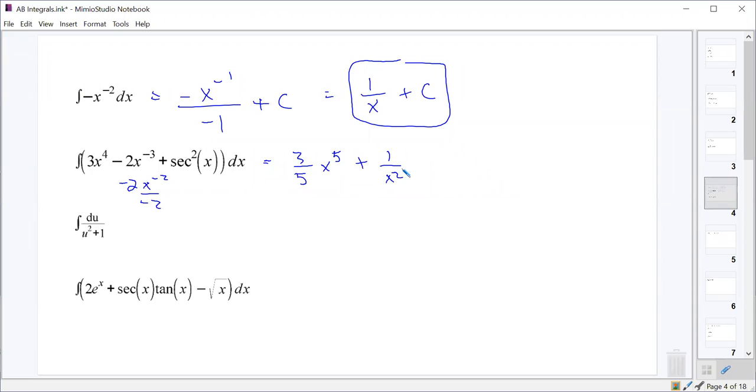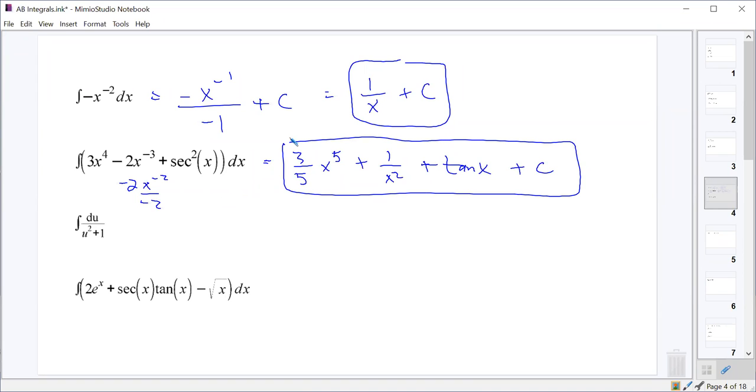And then what about secant squared x? Just goes tangent x. Should just become tangent x, right? And plus a constant. Everybody good there? Yes. Okay. What about this one? This one is just straight off that rule sheet. What is that one? Inverse tangent u plus c. Yep, inverse tangent of u plus a constant.